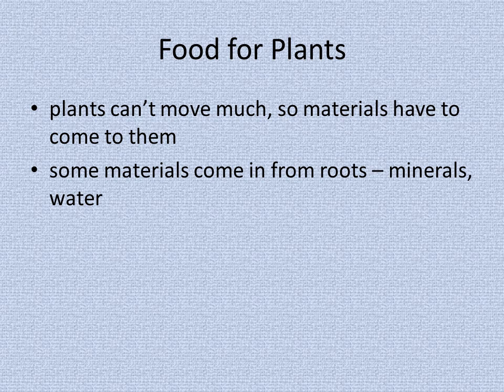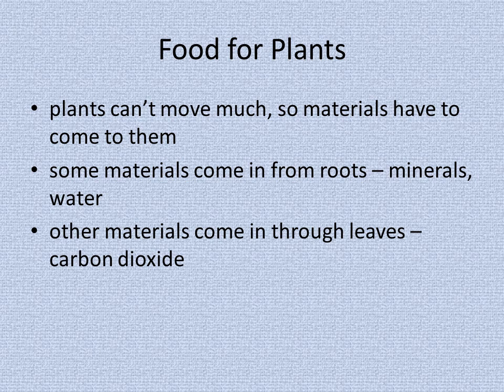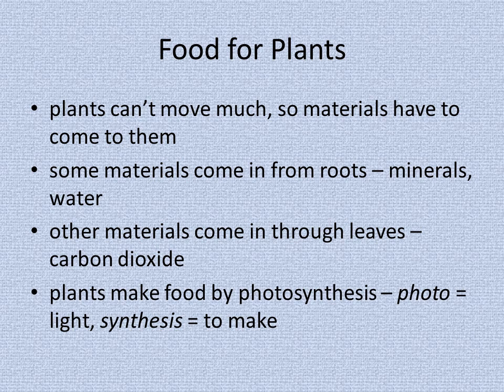Some material comes in from the roots. The roots are down in the ground and they get minerals and water, so they can get some things in that way. Other materials come in through the leaves, mainly carbon dioxide. Carbon dioxide is a very important part of plant food. Plants make food using carbon dioxide by a process called photosynthesis. Photo meaning light and synthesis meaning to make. So they use light to make their food.